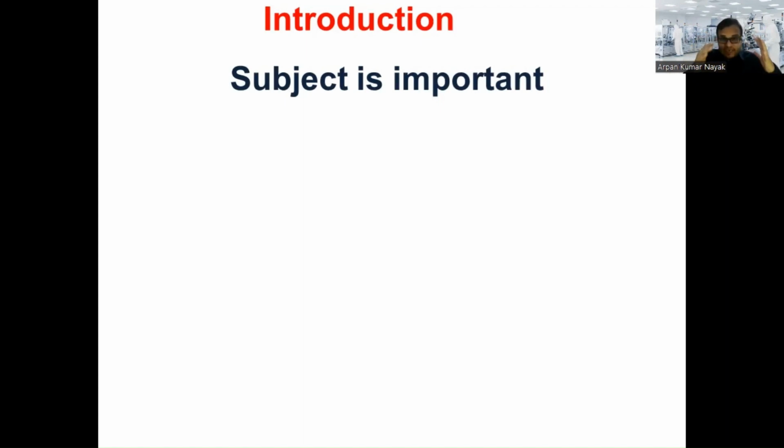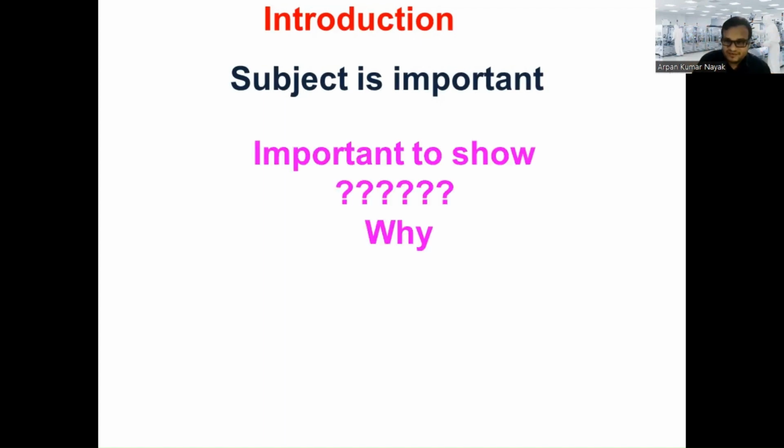Saying the subject is important means we have to tell why the subject is important. Our focus will be on which area, topic, or subject we want to write our manuscript about. So when we start writing, our first aim or focus will be to show why this subject or topic is important.